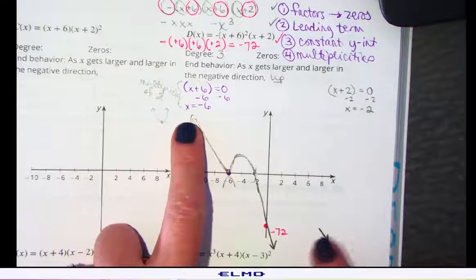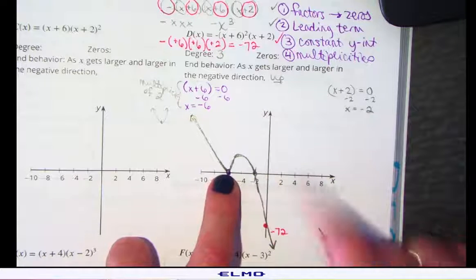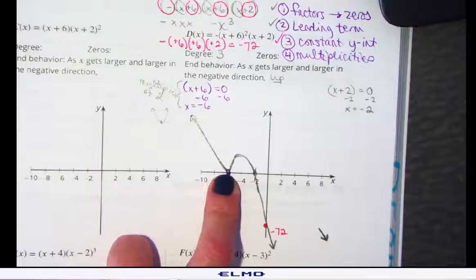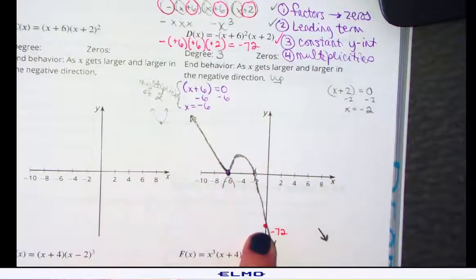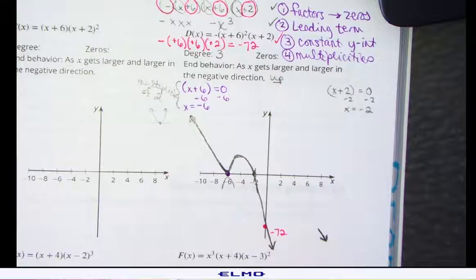So I've got my end behavior. I've hit my 2 zeros. One zero had a multiplicity, so I've got a bounce going on there. And it goes through negative 72 on the y-axis. I've got a really solid graph going on here.